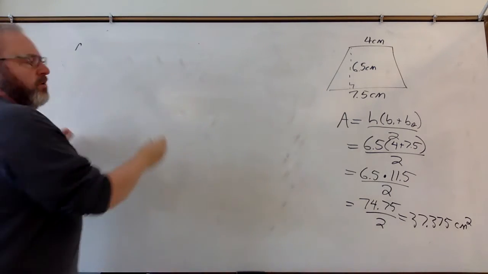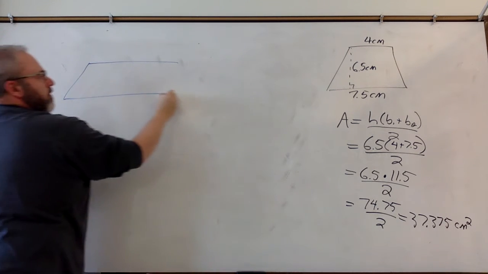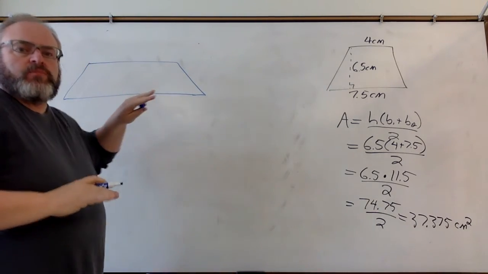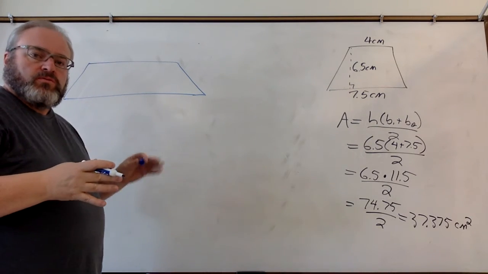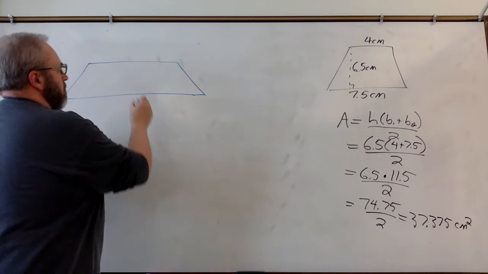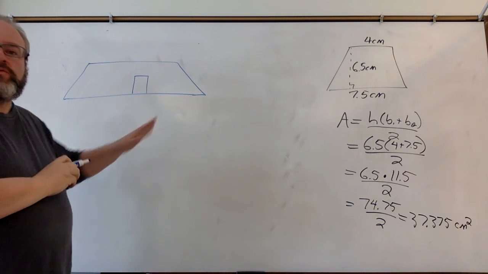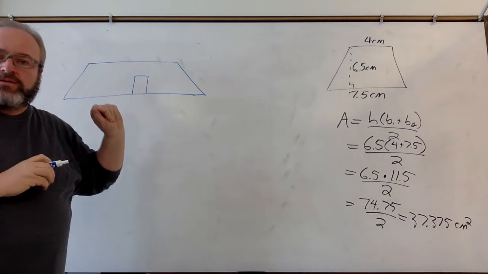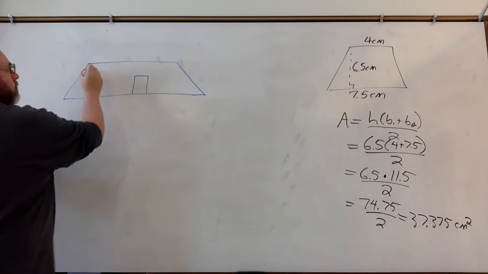Okay, this time we're going to find the area of this trapezoid. Let's say this was the side of a really strange looking building. We wanted to find the area of this side of the building minus a door. We don't want the area of the door, so we're going to find the area of the entire thing first and then subtract out that little section that's the door.